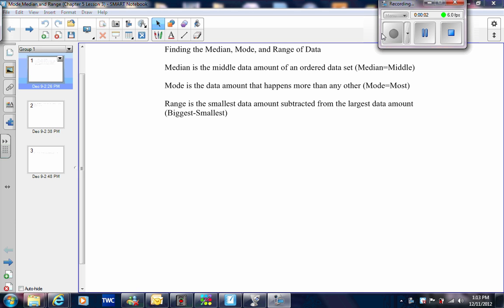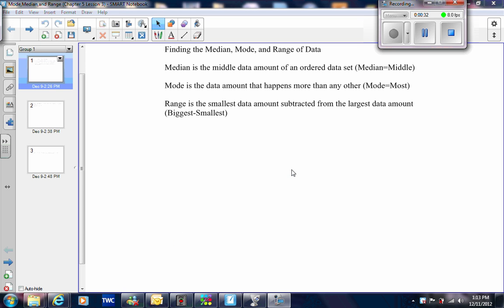This lesson is about finding the median, the mode, and the range of data. We've already found the mean in a previous lesson, and the median and the mode also tell us what's a good typical number for some data. Range tells us how spread out the data is. I think that you've learned about these in the past, but this is a nice review about these three things that you can do with data.